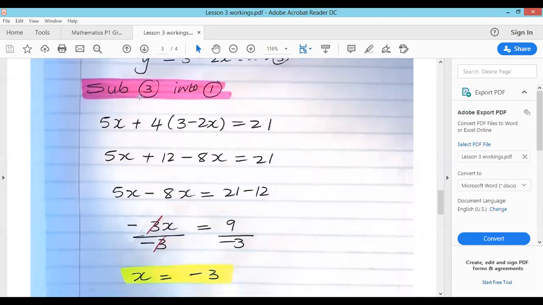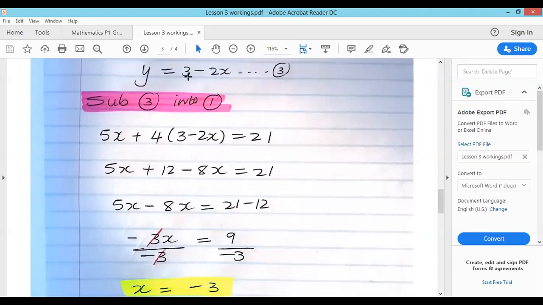Therefore, my equation 1 is given as 5x plus 4y. But remember, y is represented by what? y is represented by 3 minus 2x. So I must substitute with that, equals 21. Therefore, you're going to have 5x, 4 times 3, you're going to get 12, 4 times -2x, that's -8x, equals 21.